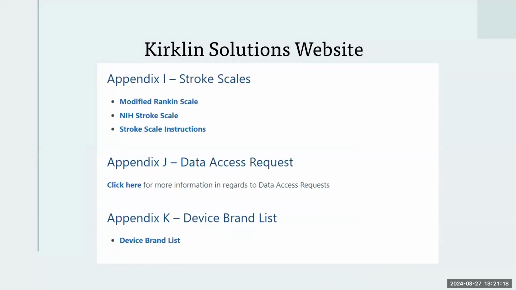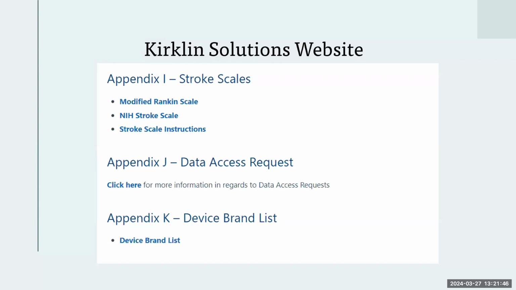And then just scrolling down, there is information on stroke scales. Neurodysfunction is one of our AEs that we collect. The majority of the time, you'll find the patient's stroke scale score within the medical record. However, we do allow you to score the patient based on documentation in the chart, but those scales are here for you.